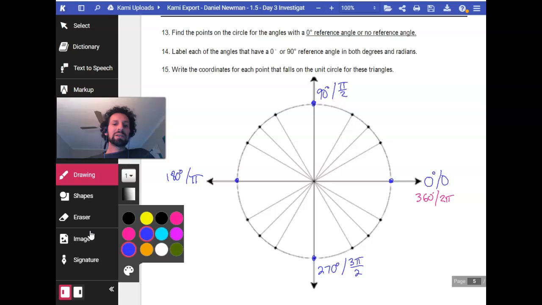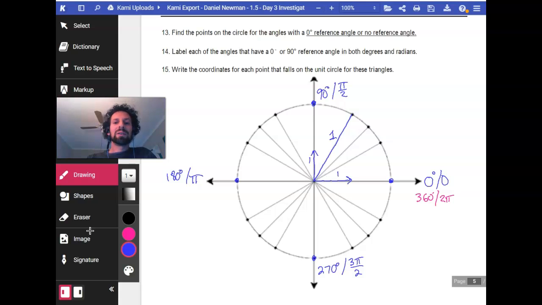And actually, this is one of the easiest ones to label the coordinates for, because this is the unit circle. Any radius of this circle is 1 unit long. So we're always going 1 unit to the edge of the circle.